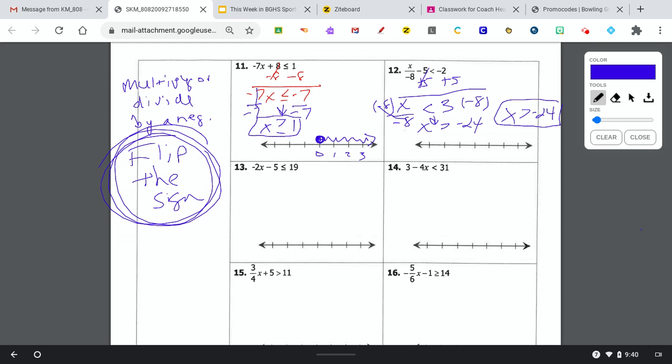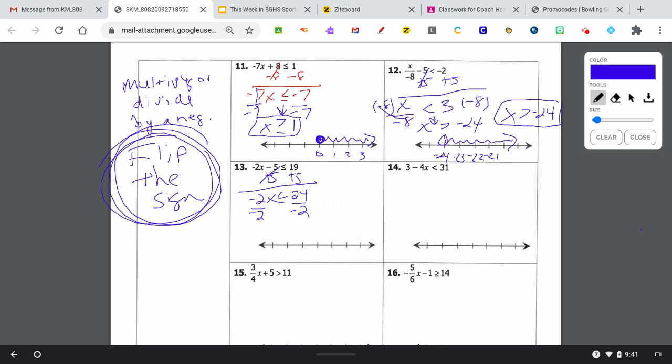There's my answer. Okay. So we'll do -24, -23, -22, -21. It's an open circle. It's going to the right. There I am. Okay. Let's do another one like that. Let's look at 13. +5, +5. Cancels. I got -2x is less than or equal to 24. Now I'm going to divide by -2.